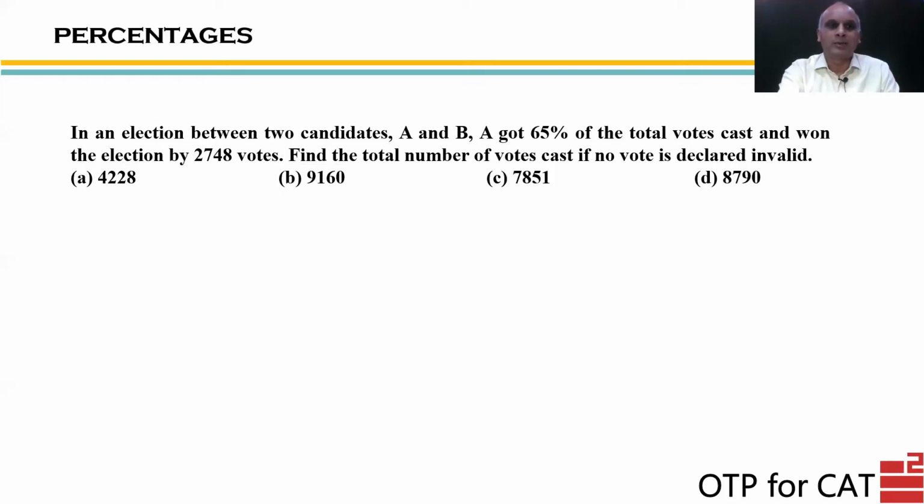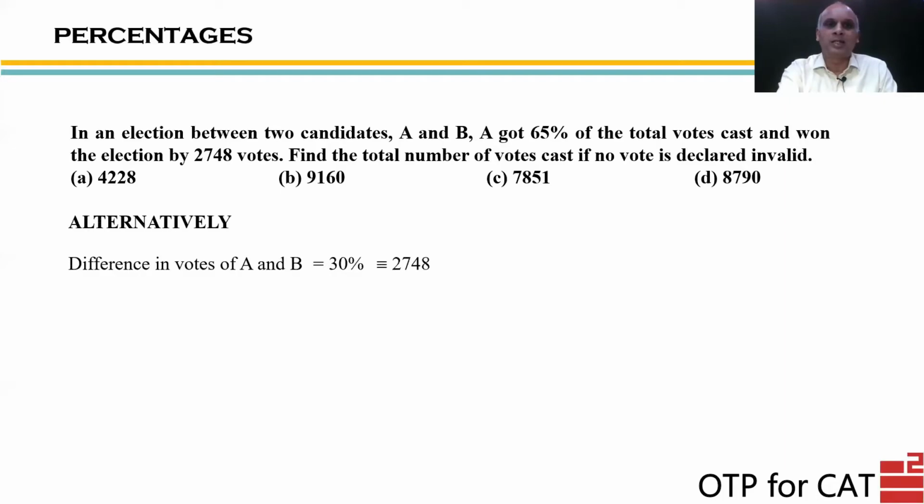What can be an alternative approach? In this, we realize that the difference of A's and B's votes in percentage terms is 65% minus 35%, that is 30%. That means 30% is equivalent to 2748. So 100% is equivalent to how much? 100% means the total number of votes cast. So 30% of total votes cast is 2748. So 100% would give me 2748 into 100 by 30, and that again comes out to 9160. This saves us from taking the values of x or y or whatever variables.